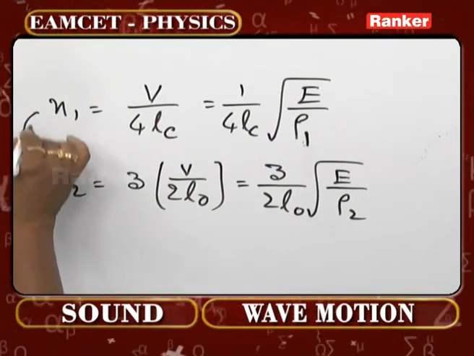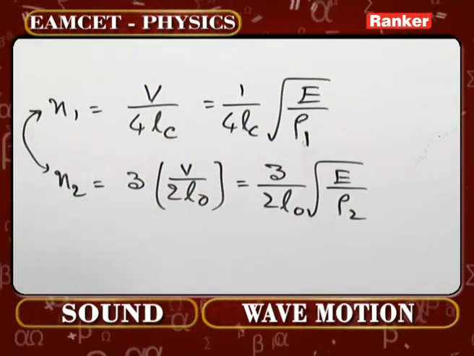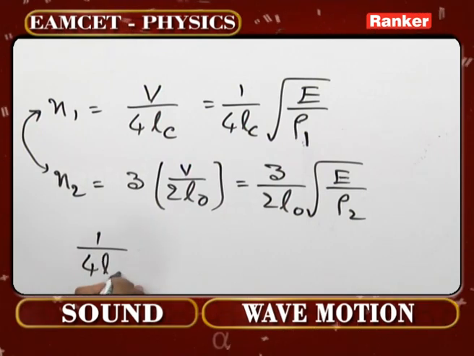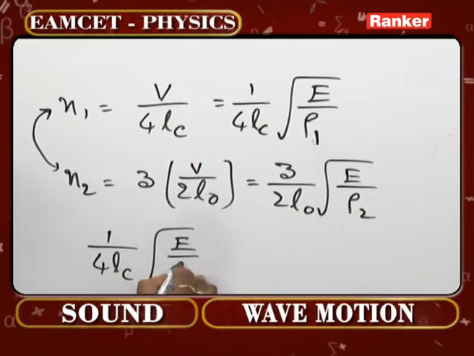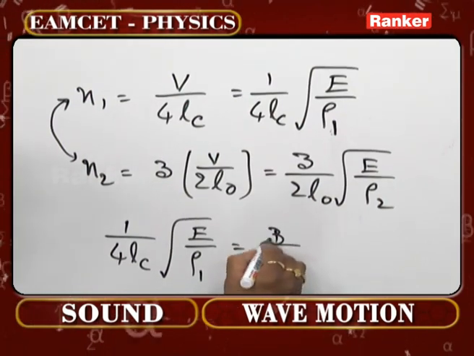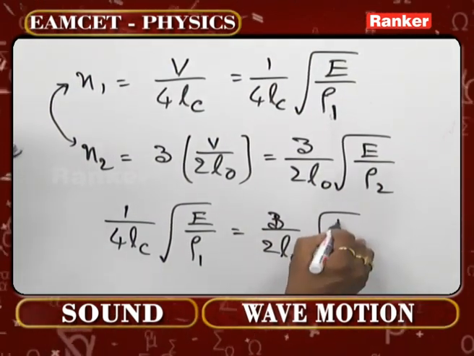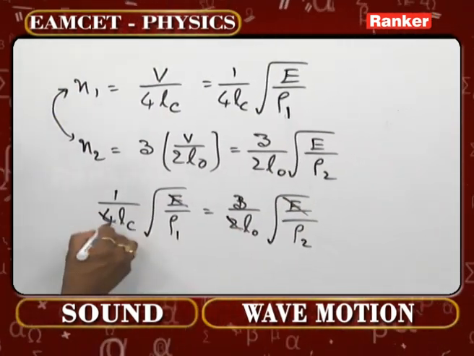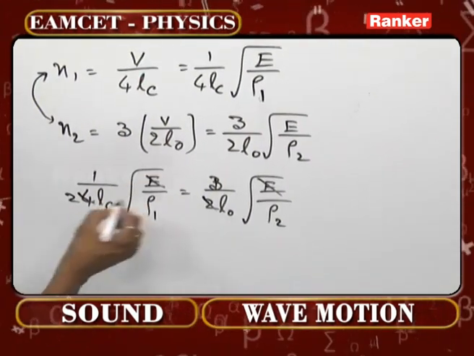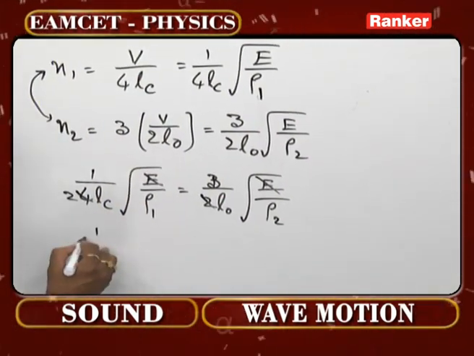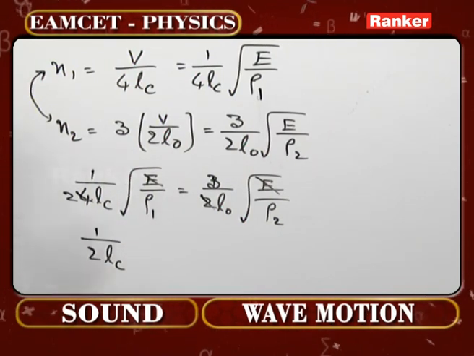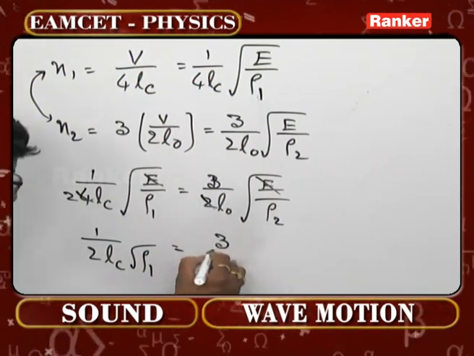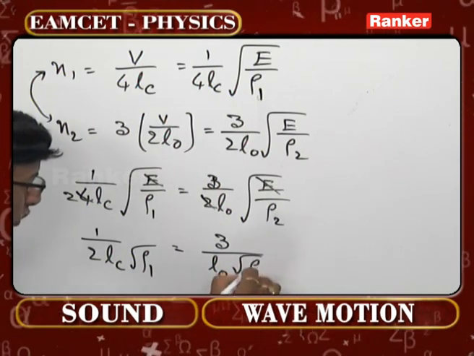When he is talking about both being in resonance, it means both the frequencies are going to be equal. Come on, equate these two please. 1 by 4L closed, root of E by ρ1 is equal to 3 by 2L open, root of E by ρ2. E gets cancelled first, 2 cancels here twice. Now just cross multiply this one: 1 by 2L closed into root ρ1 is equal to 3 by L open root ρ2.